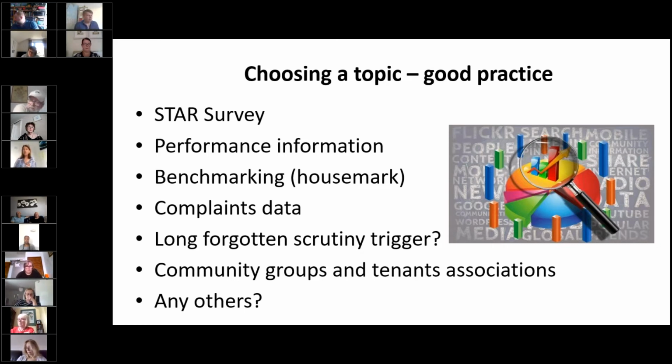Get hold of that information, start looking at it again, start thinking, okay, well, why aren't we performing very well on, I don't know, percentage of repairs that are done right first time? Why is it that void properties, empty properties, have gone up in terms of the letting time? So that information again starts building a picture.